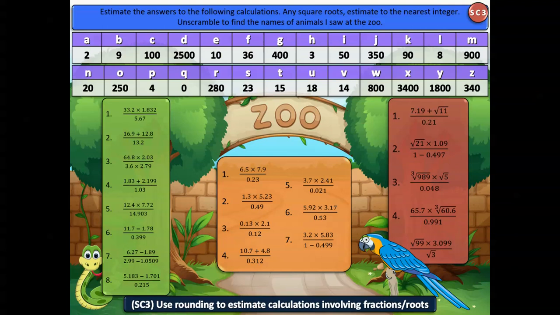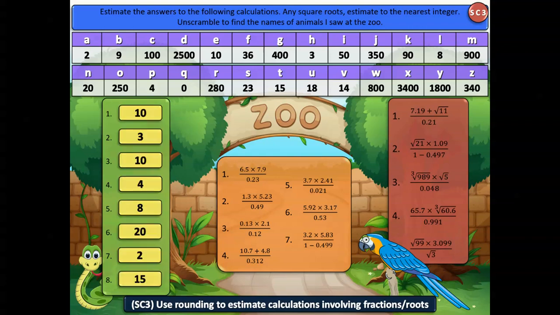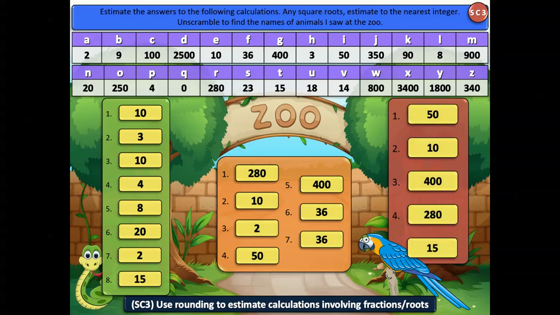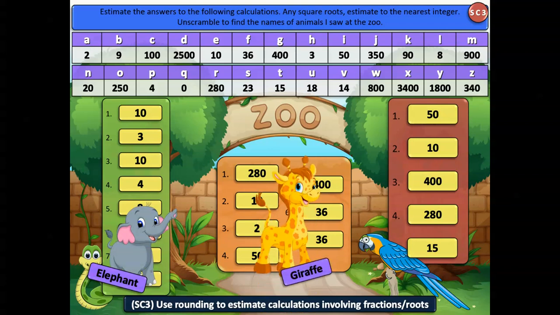Here are some questions for you to have a go at. Pause the video, and when you're ready to mark your work, press play. Here are your answers. So there's your green answers, there's your amber answers, and there's your red answers. The greens made elephant, the ambers made giraffe, and the reds made tiger.